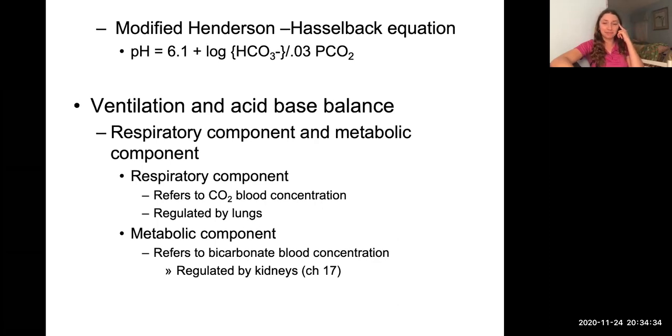Okay, so the metabolic component is regulated by the kidneys, and the respiratory is regulated by the lungs, which just makes sense. And it refers to the CO2 blood concentration, and that's directly correlated to the hydrogen, because when you have bicarbonate and hydrogen, and it dumps the CO2, then it will keep the hydrogen, therefore making it more acidic the more CO2 you have.